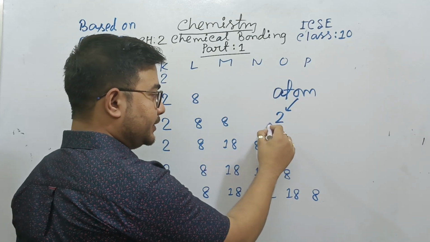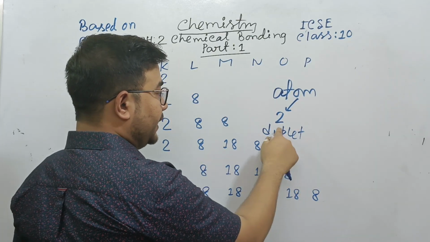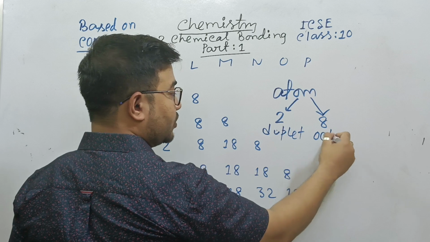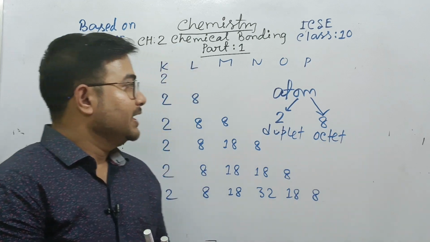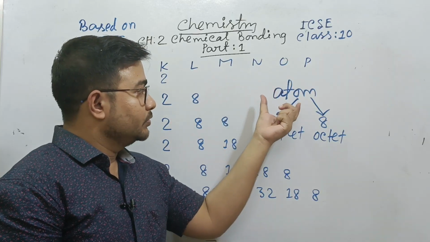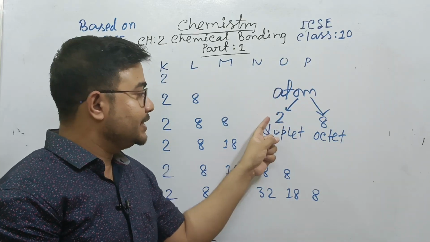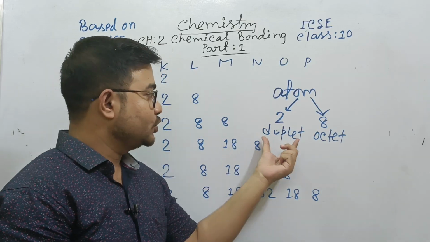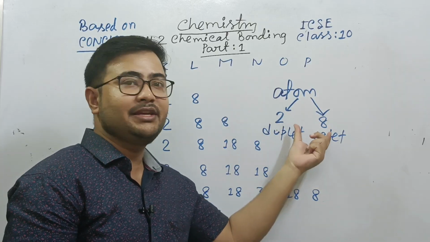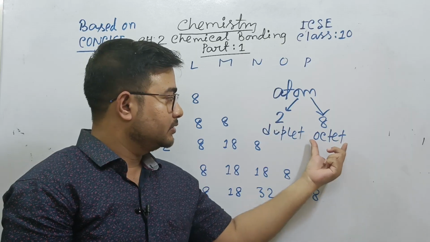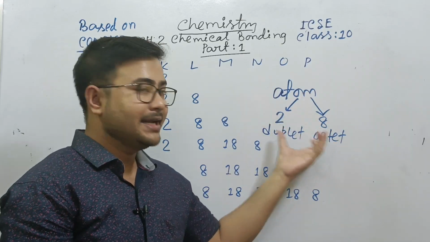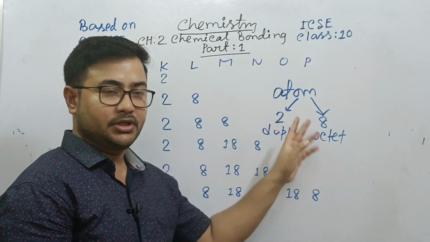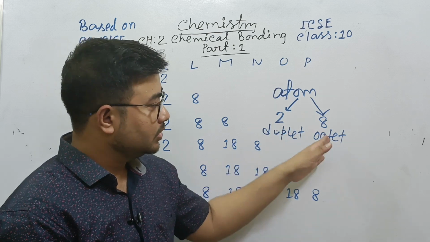that is called duplet, or to form 8 electrons in the outermost shell, called octet. So an atom gains its stability by completing 2 electrons in its outermost shell. The outermost shell is also known as the valence shell, that is duplet. And if an atom arranges 8 electrons in the last shell, that is the valence shell, to form the octet, then also the atom gets stability. So in case of atom, stability means only these two, either duplet or octet.